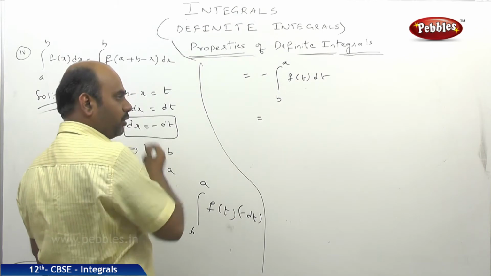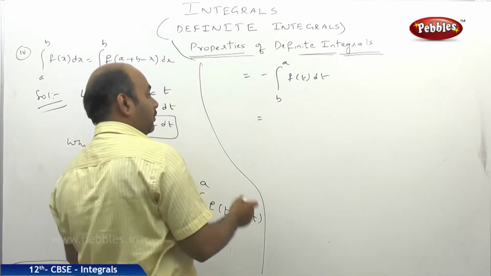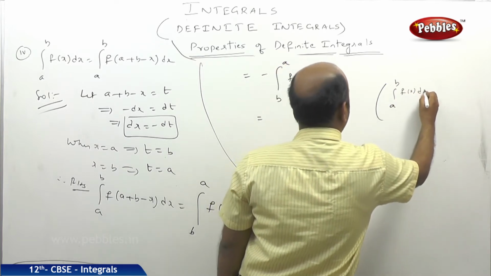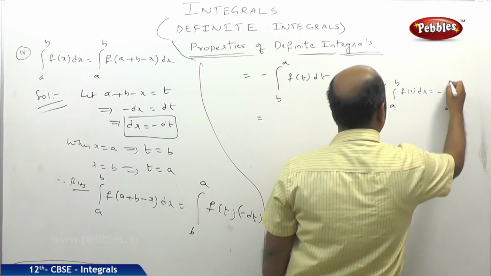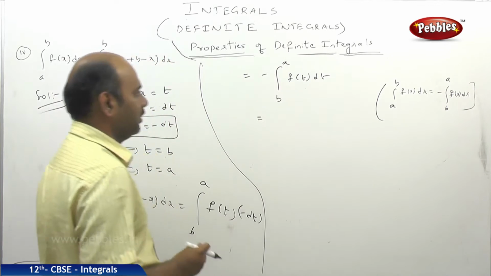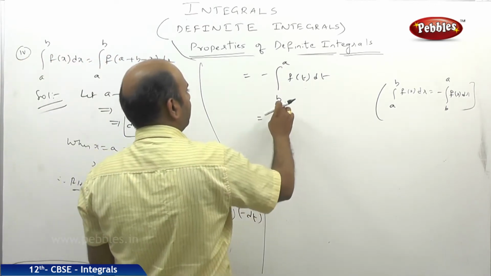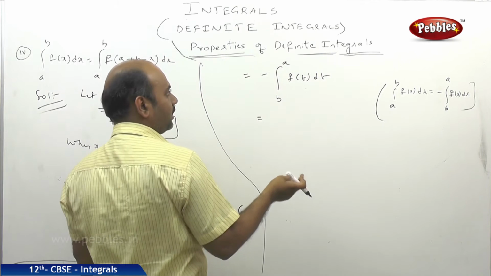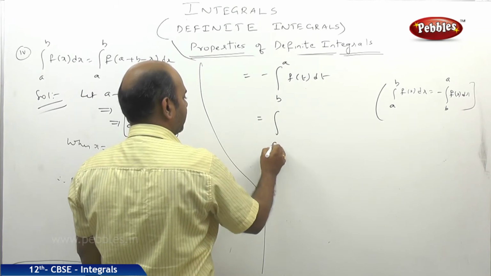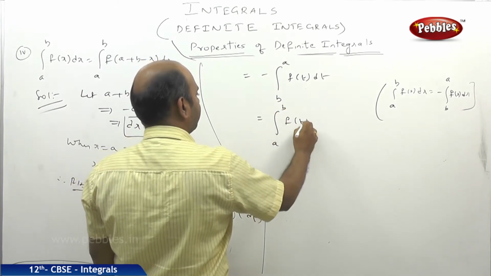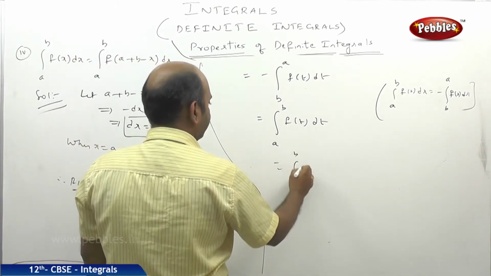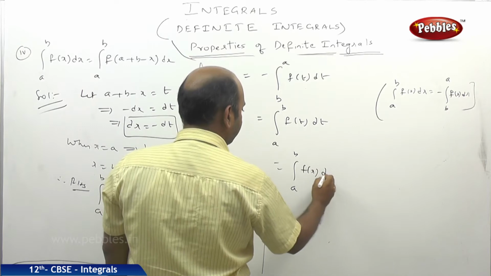But there is a property 2. What is that property telling? You remember that property, integral of a to b f of x dx is equal to minus b to a f of x dx, if you remember carefully. So here also what happens, I will make lower limit as upper limit and upper limit as lower limit, so that this minus will be getting cancelled. So what happens here, minus a to b f of t dt. So finally what happens, a to b, this turns as f of x dx.